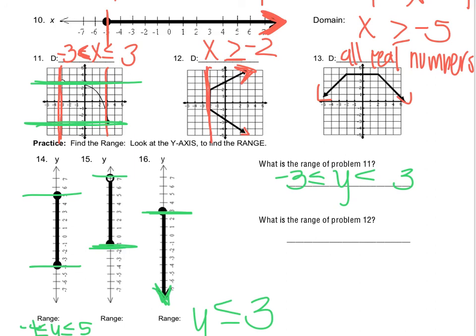When I look at 12, I'm looking at, again, the bottom of my graph. Well, the bottom of my graph is pointing down, and the top of my graph is pointing up. So that tells us this graph never stops going. It's going to continue to go on forever and ever up, forever and ever down. So the range in this one is all real numbers.